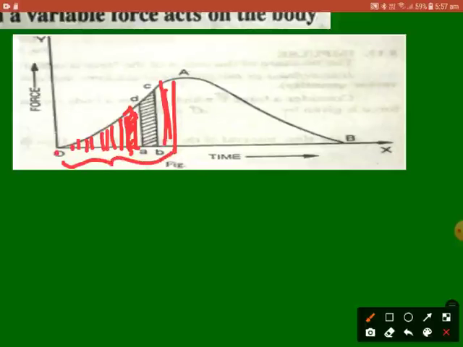then you need to find the area under this graph. Under this graph means from here to here. This area under the graph can be obtained by adding these small strips together. So that will give you the amount of impulse from this time to this time. Likewise, for whatever time you want, you can easily find the impulse in this way.